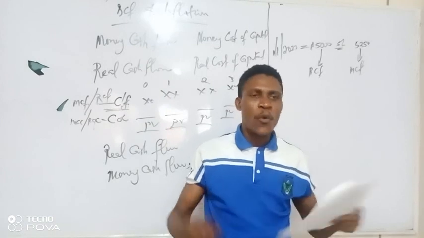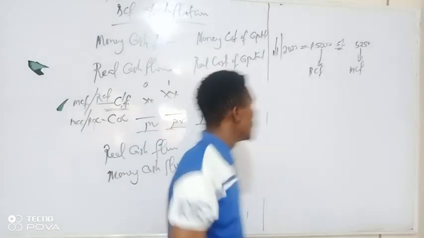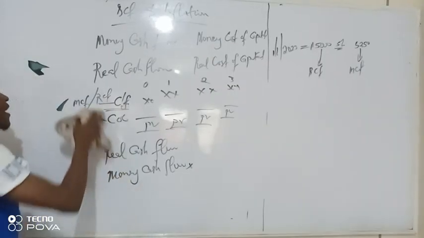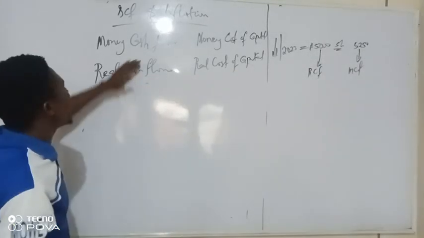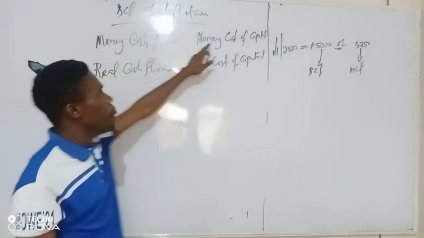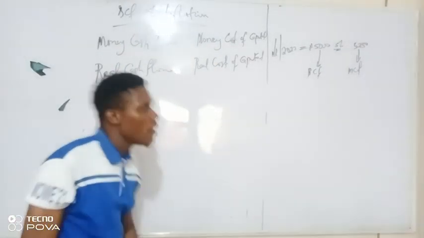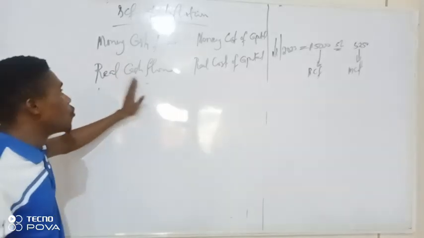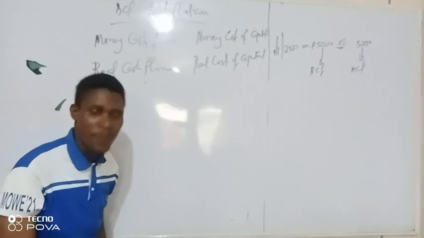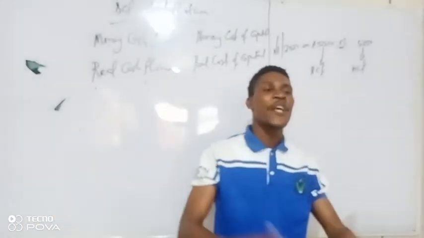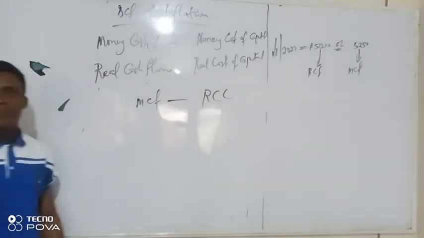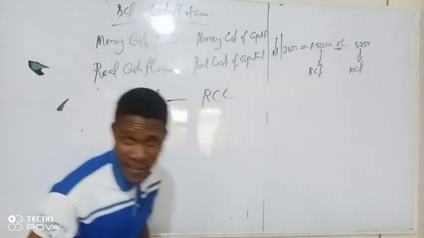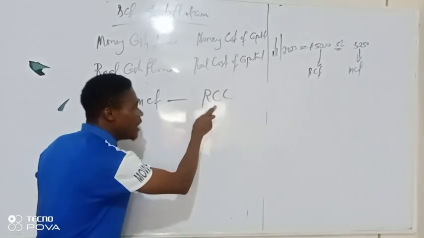Our challenge now is this. The principle is that when you have money cash flow, you must use money cost of capital to discount it to get your NPV. And when you have real, you must use real to discount it. Do you know the difference? In most questions, they will give you money cash flow and they will give you real cost of capital. And it is an abomination, a war, to discount real with money.